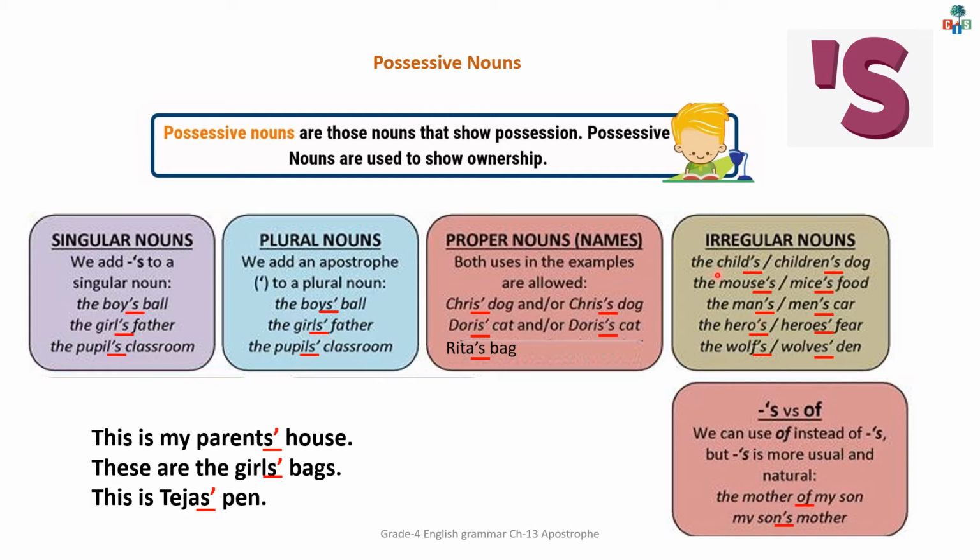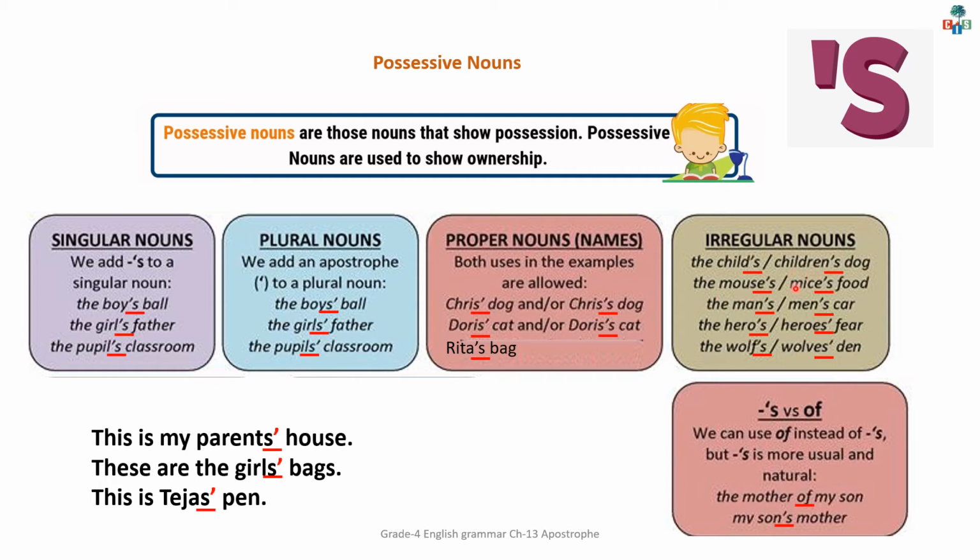And if the nouns are irregular nouns, for example, the child's dog. Here we are talking about one child. So the dog belongs to one child. At that time, you will insert an apostrophe mark followed by an S. The children's dog. If the dog belongs to many children, at that time you will insert an apostrophe mark followed by an S after the noun children.